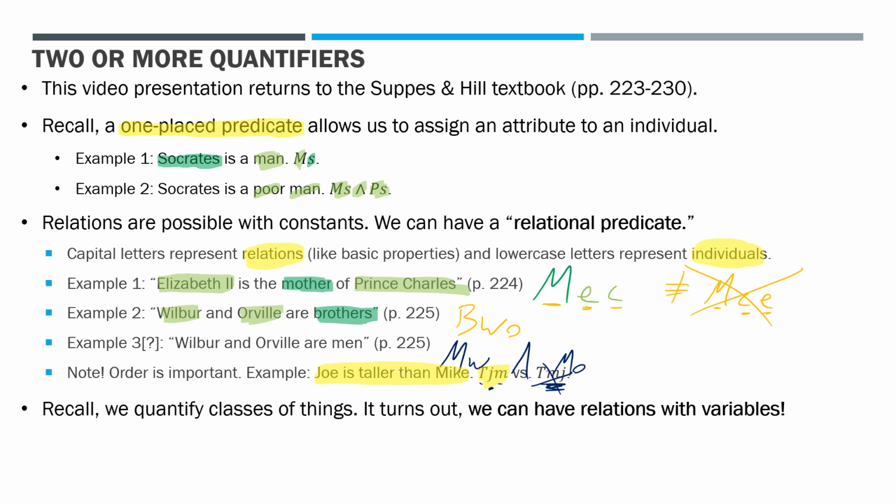And also recall we can quantify classes of things. Turns out we can have relations with variables. And this is pretty cool, actually. Here's two potential examples. Dogs hate cats. That is a good example because, of course, dogs is a class of things. Cats is a class of things. And we do have a relation, namely hate. The second example, obviously, is not about classes of things because we are talking about individual persons.